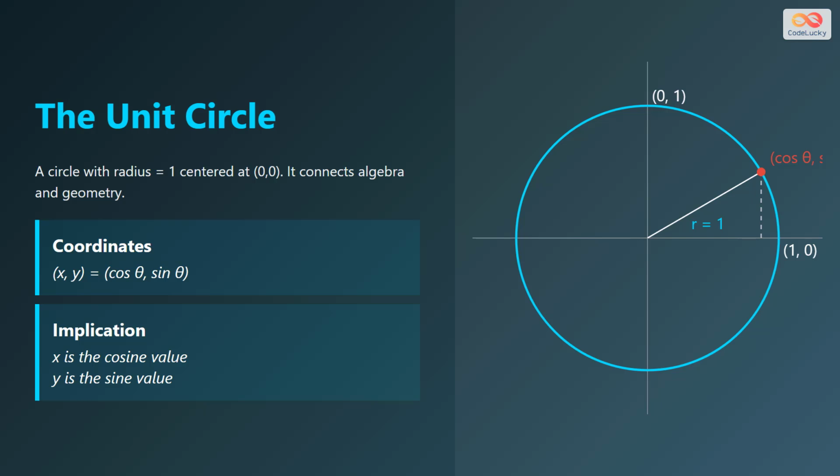The unit circle connects geometry to algebra. It is simply a circle with a radius of 1 centered at the origin. The key takeaway here is that for any point on the circle, the x-coordinate represents the cosine of the angle, and the y-coordinate represents the sine of the angle. This visualization helps immensely when estimating values or determining signs in different quadrants.